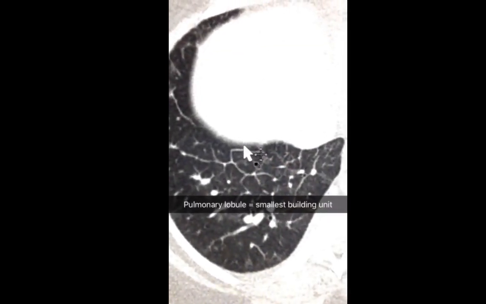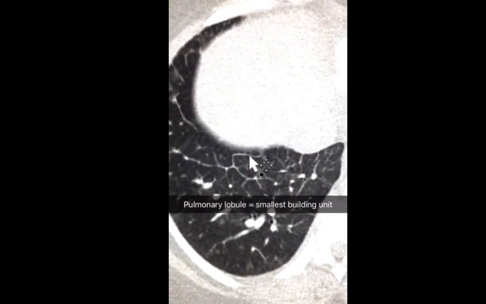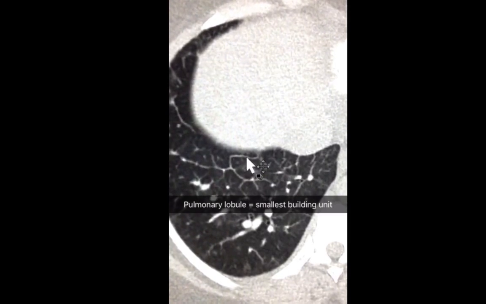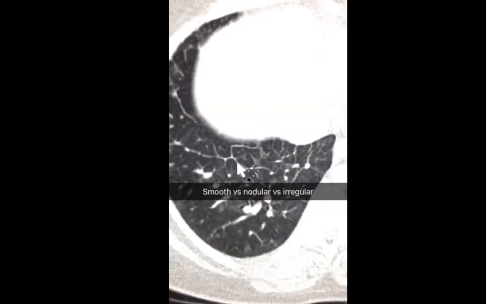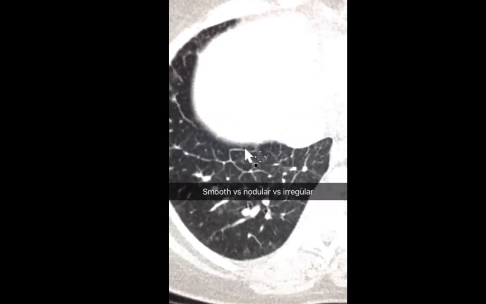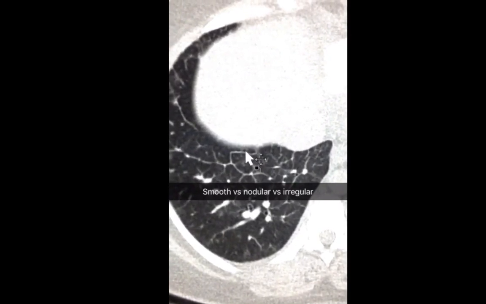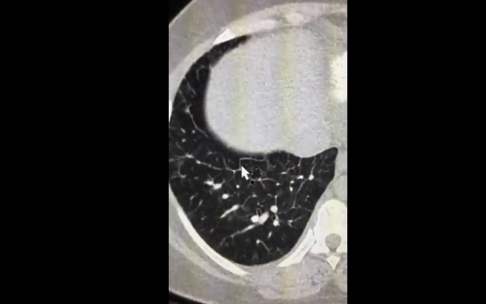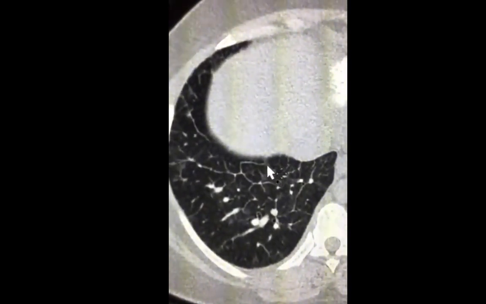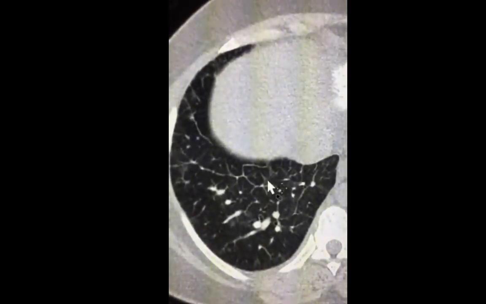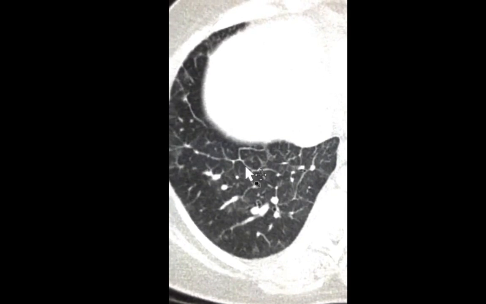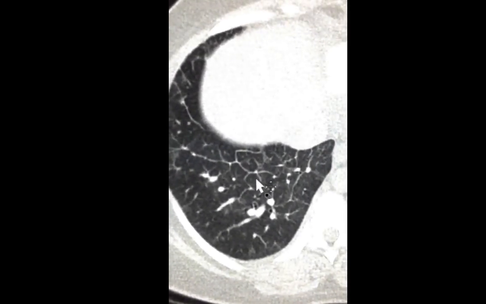Each pulmonary lobule is the smallest unit forming the lung, and that's what we in radiology and what pathologists would try to look for. When you see thickening of the septations, you should divide that into either smooth thickening, nodular thickening, or irregular thickening. Since the thickening here is very smooth, we're going to concentrate today on how to approach smooth septal thickening. Once you see this, decide if what you're looking at is acute or chronic.